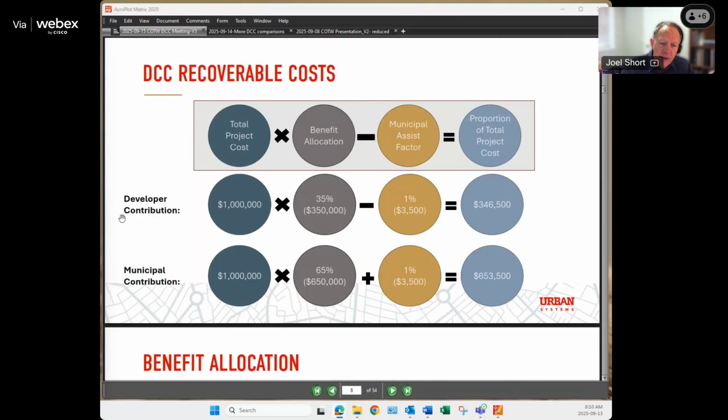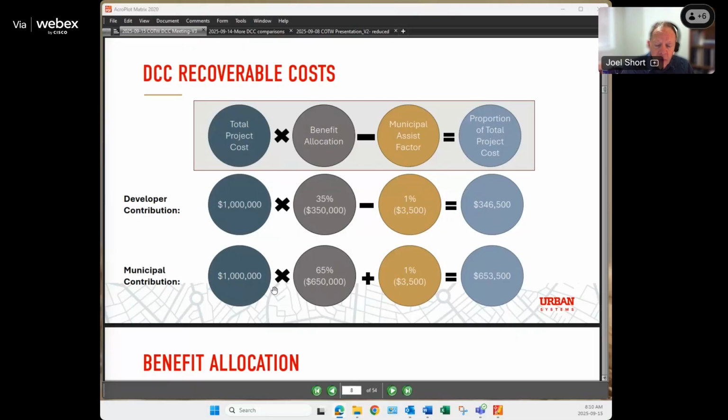So if we have an example here, looking at from the developer contribution perspective, suppose you have a $1 million project and 35% of that project is allocated to growth, and we have a 1% assist, which is what you've got now on projects. So we got 35% of $1,000,000, 1% assist, $3,500. So you end up with $346,500 that the developer is paying for that as their part of the project.